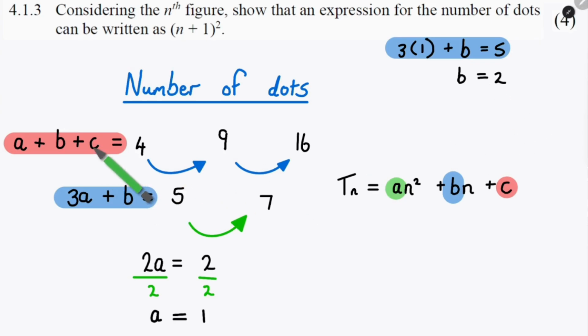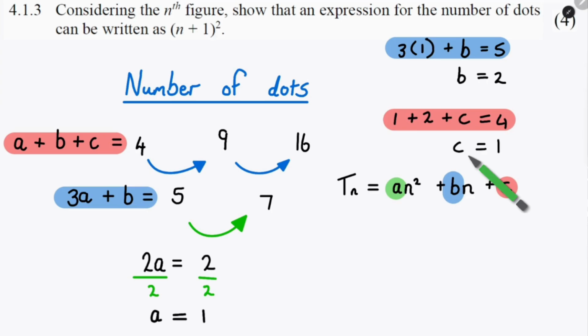And then we come to this equation over here. We're going to fill a and b in. A is 1, b is 2. Let's go ahead, fill those in. 1 plus 2 is 3. Take that 3 over, it becomes minus 3. And 4 minus 3 is 1. So we get c to be 1.